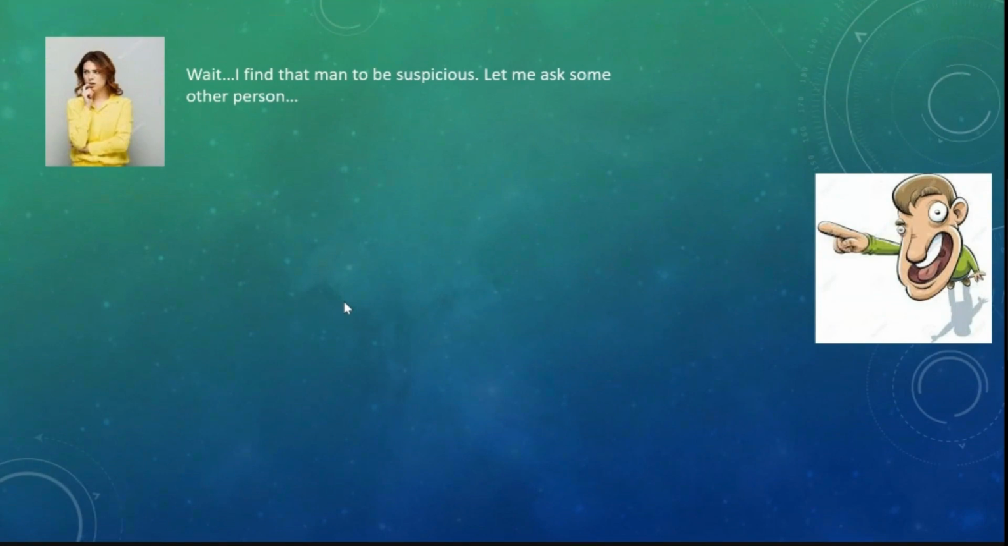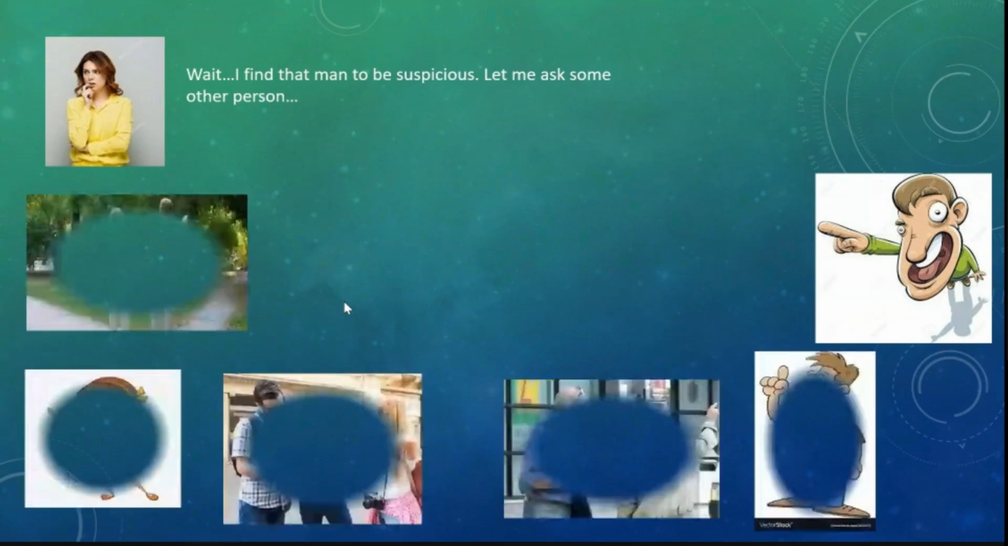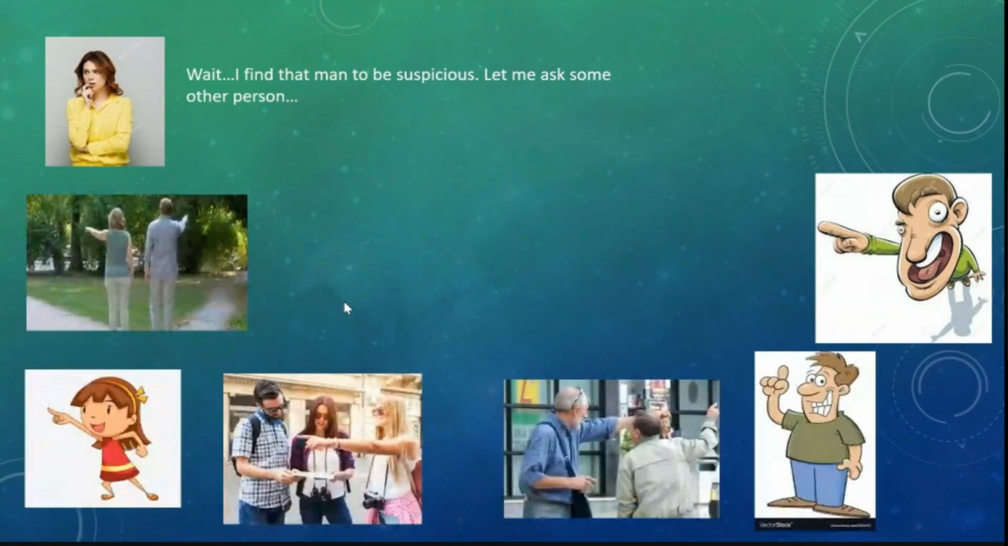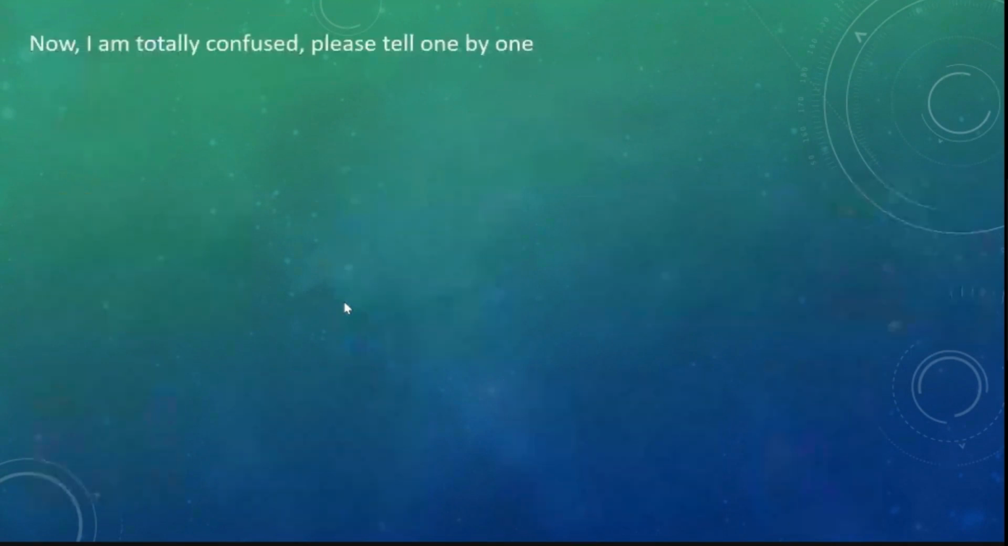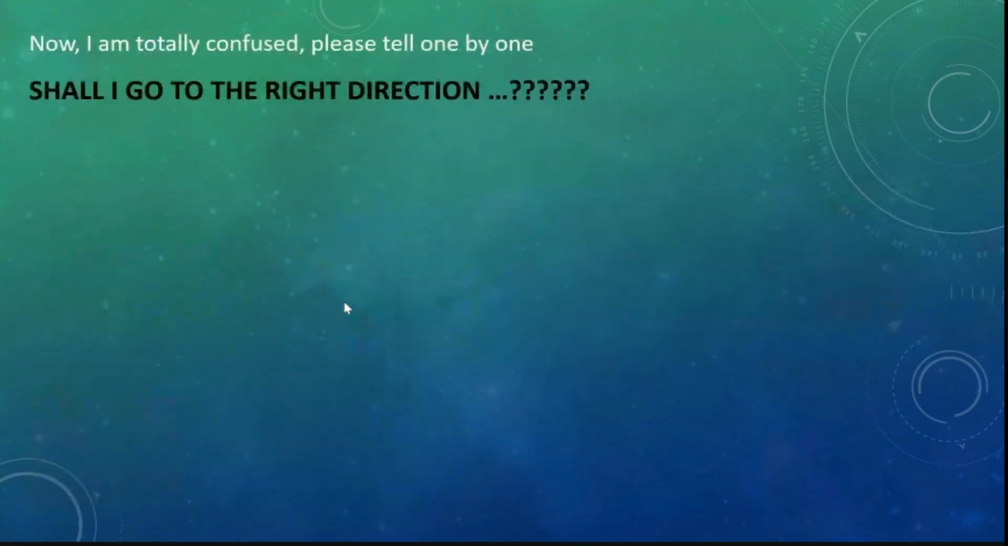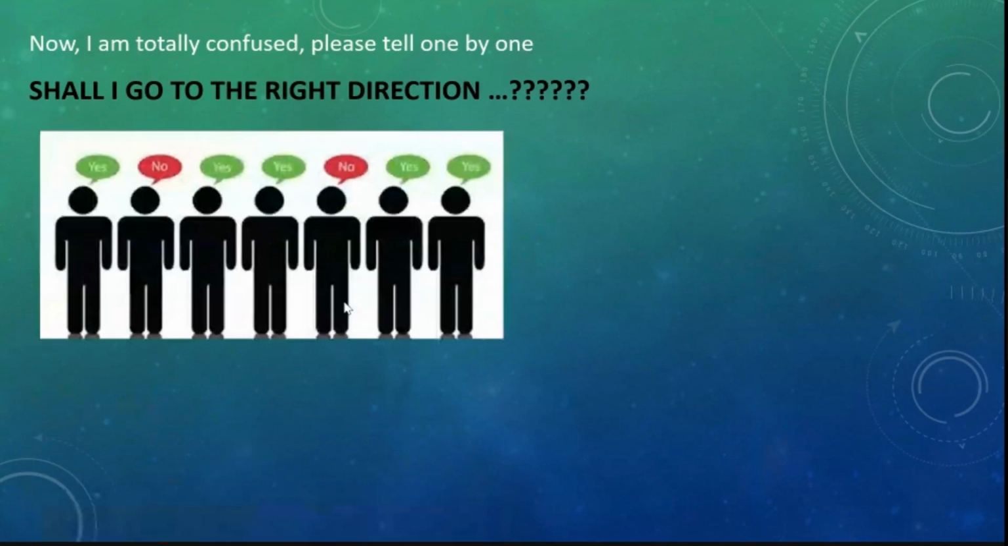So I got another opinion. Now there are many people coming in and telling me, you go in this direction, you go in this direction. Oh God, now I'm really confused which way to go. Now I'm like, everybody, please just stop. I need to understand the actual final decision from all of you. Okay, tell one by one. I'll ask everybody one question: shall I go to the right direction? Then people come up and somebody is saying yes, somebody is saying no. Now, what is this?